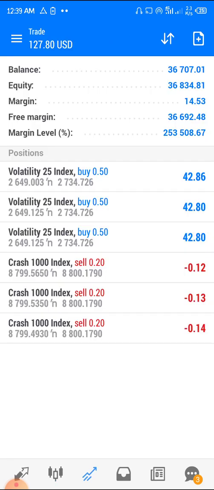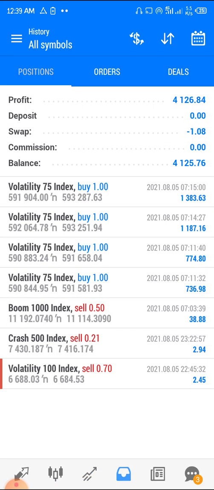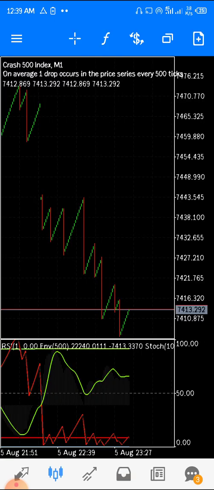I can actually show you the profit. Let me show you the profit. Look at it. Can you see, guys? Can you see? Crash 500. This was the profit. I made profit on it and I closed out.